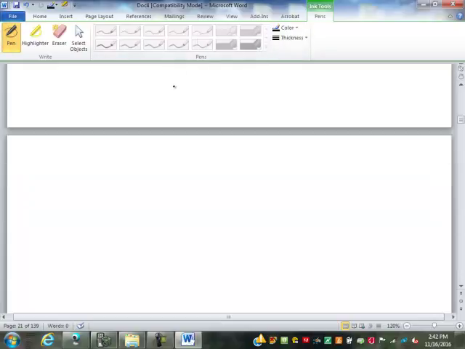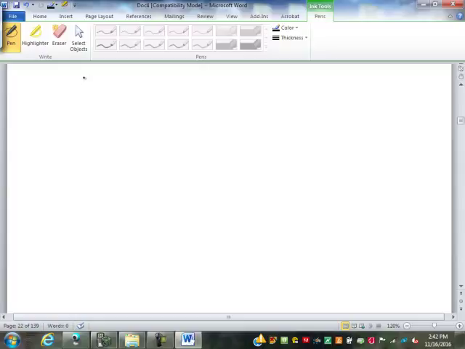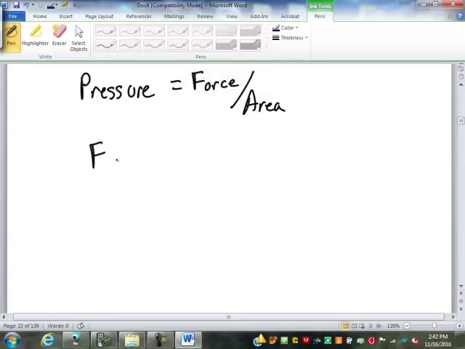One application of area that's really useful is pressure. Pressure is equal to a force divided by an area. Now that can be rearranged to be, I think, a more useful form, that the force is equal to the pressure times the area.